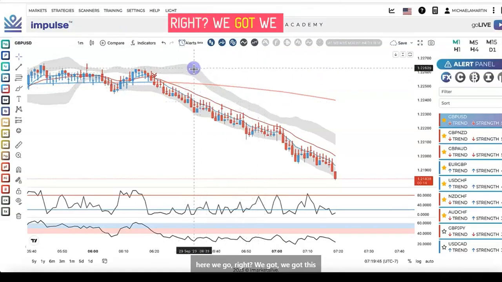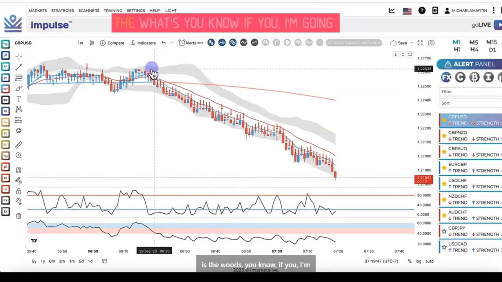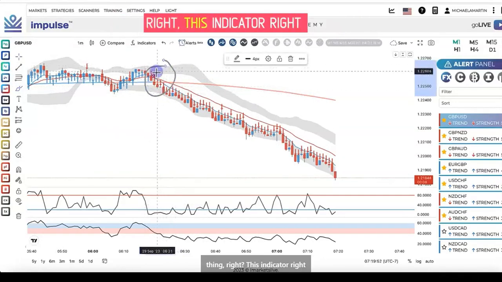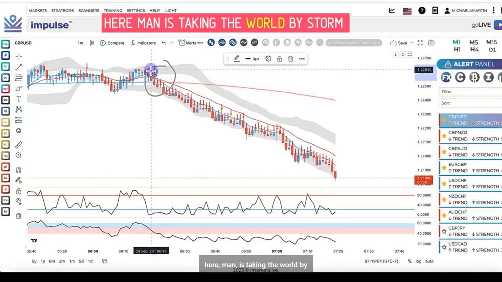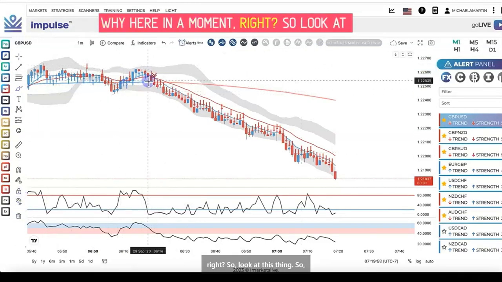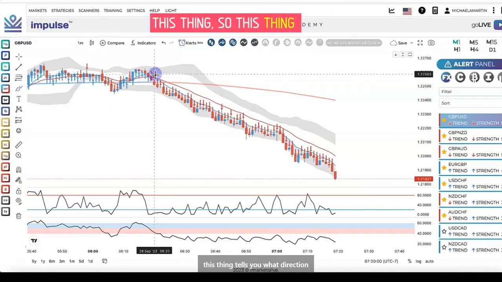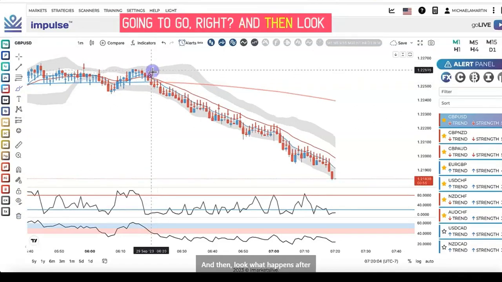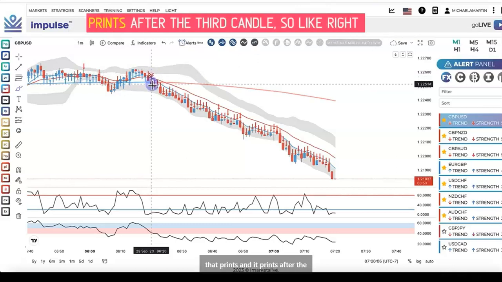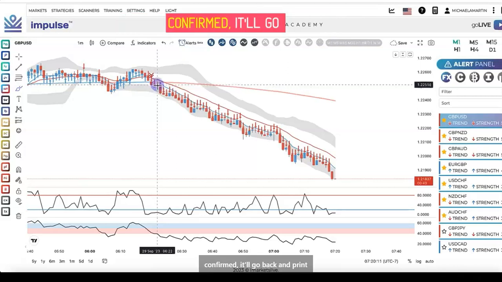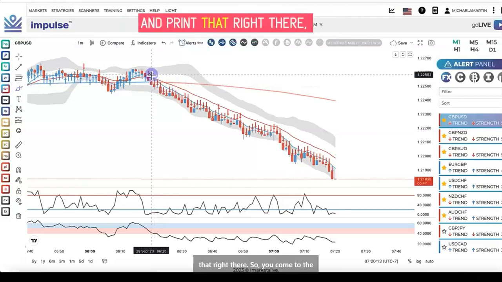We got this little guy right here. I'm going to draw a circle around this indicator right here. This indicator is taking the world by storm right now, and you're going to see why in a moment. So look at this thing. It tells you what direction it thinks it's going to go. And then look what happens after that prints. It prints after the third candle. So right around this candle here, once it's confirmed, it'll go back and print that right there.